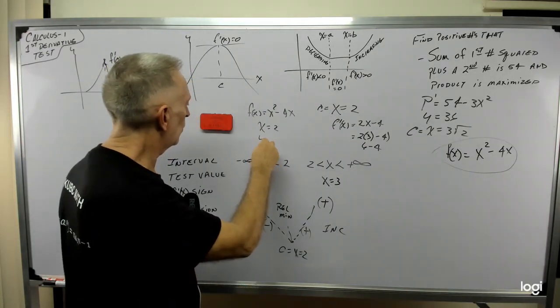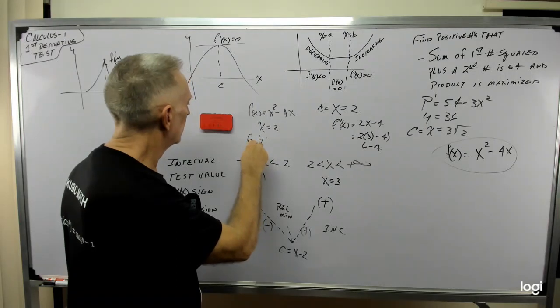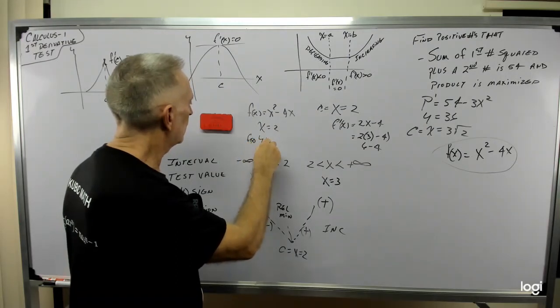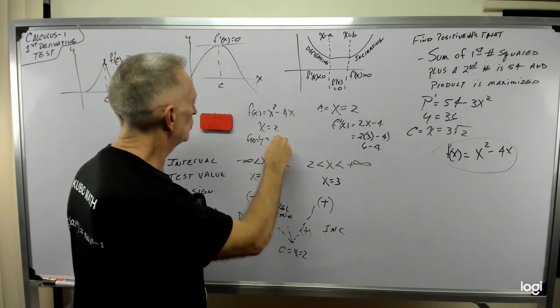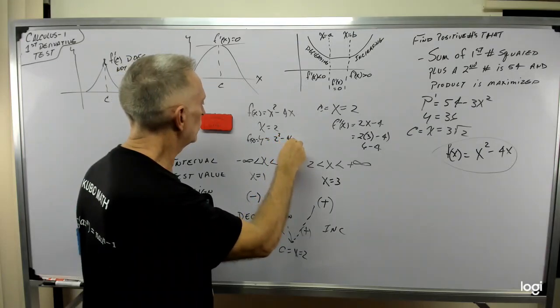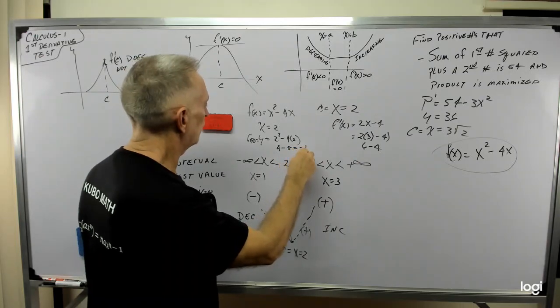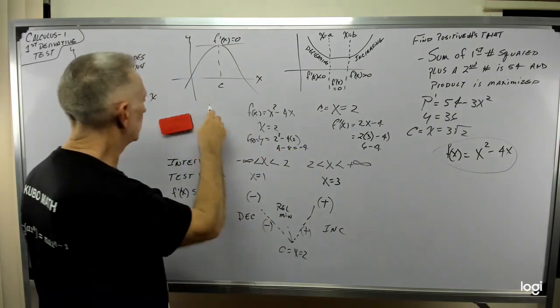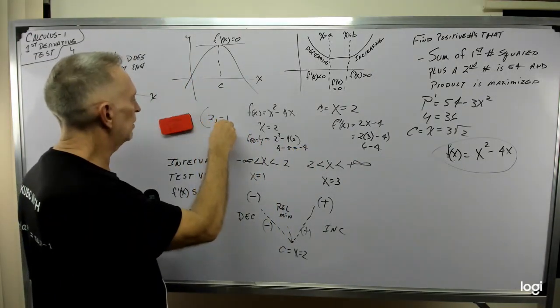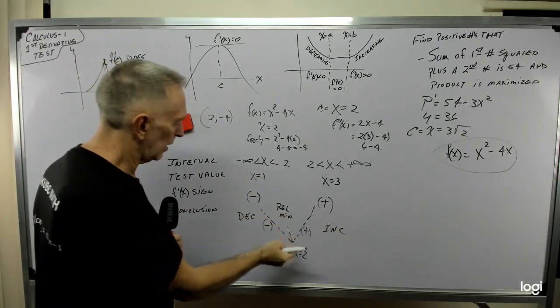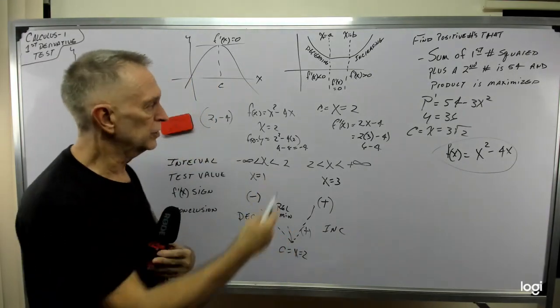And what would y or f of x equal? y equals 2 squared minus 4 times 2. So 4 minus 8, and that's a negative 4. So the point 2, negative 4 would be the relative minimum for that function.